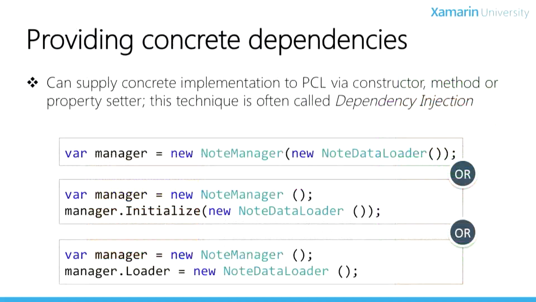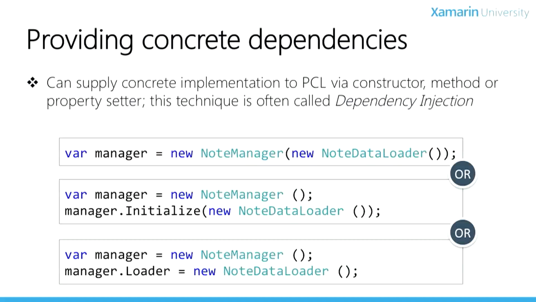There are several different ways to accomplish this. We could use a service locator pattern, which is a singleton where we dynamically register dependencies. We could use the factory pattern to return instances, or dependency injection. And we'll look at some of the others in the advanced cross-platform class when we talk about architectural patterns. But let's focus on the most common technique, which is dependency injection. This is where we pass the implementation into the PCL through a constructor, a method, or a property. And you can see examples of each of these on the slide.